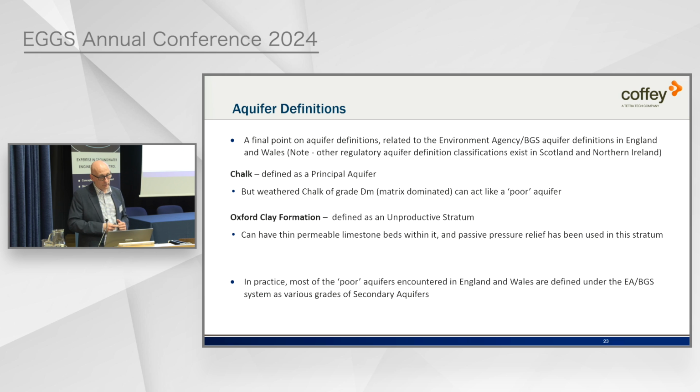aquifer on the map. Similarly, the Oxford Clay Formation, clearly unproductive strata, but there are limestone beds in it, and I've done passive dewatering projects in the Oxford Clay Formation to depressurise these limestone beds. So just consider the generic definitions with caution. It's all about your own scientific information and your conceptual model. In reality, most of the poor aquifers I'm going to talk about here today are classified as various grades of secondary aquifers in England and Wales.